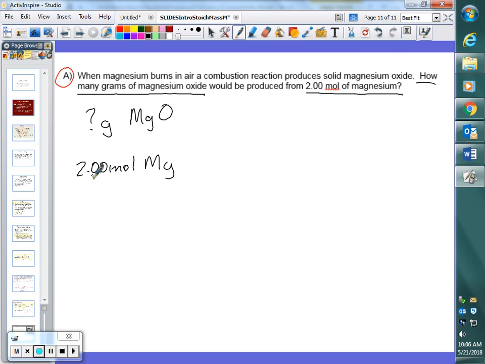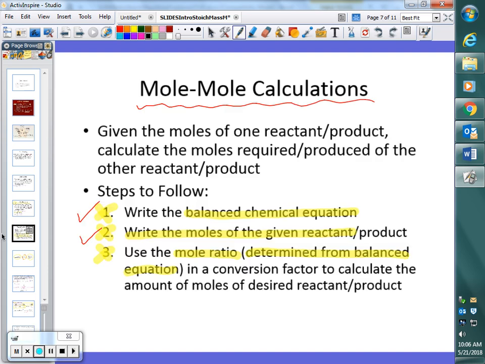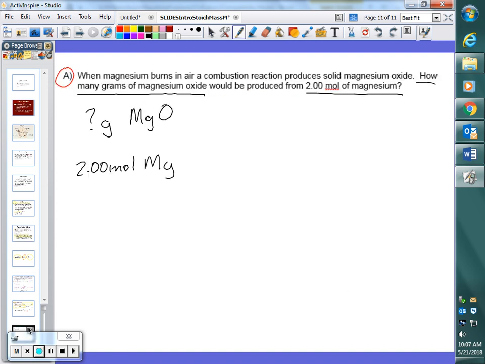Okay, now we've got something to work with here. But if we look back at our steps for doing these problems, and this is for mole-mole calculations, but the steps are pretty similar. The first step is to write a balanced chemical equation. And like I said, a lot of times I will have this for you already, but for our purposes, let's go through this. So it says, when magnesium burns in air, a combustion reaction, right?